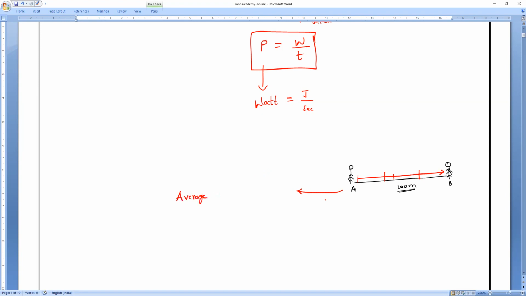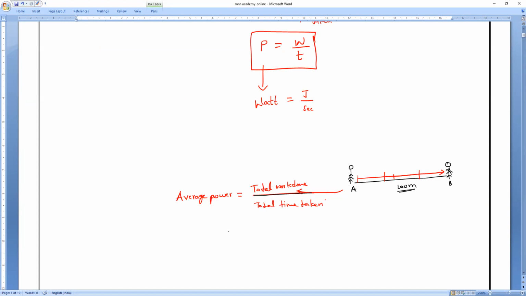Like average distance, in the same way we will take average power. So average power is equal to total work done divided by total time taken. That is what you have to remember. Average power is equal to total work done divided by total time taken.